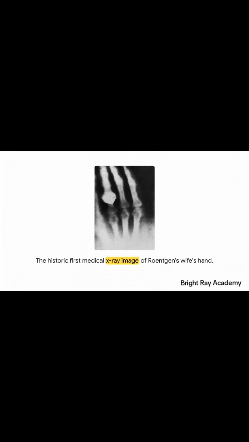It's an image of his wife's hand. If you look closely, you can clearly see the dense, dark ring on her finger completely blocking the rays compared to the somewhat transparent bones. This single image proved the immense, immediate value of his discovery to medicine, and it eventually earned Röntgen the very first Nobel Prize in Physics in 1901.